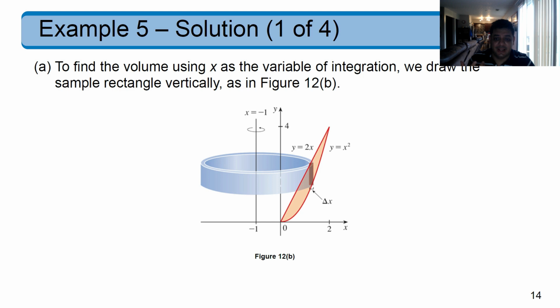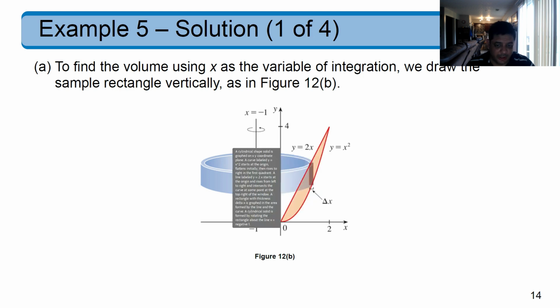Depending on the case, you're using either cylindrical shells or washers. In this case, notice that because it's parallel to the axis of revolution, we're going to start with cylindrical shells, and we're going to keep the variable in terms of x. Why in terms of x? Because this function can be represented as y equals 2x, and this one can be represented as y equals x squared.